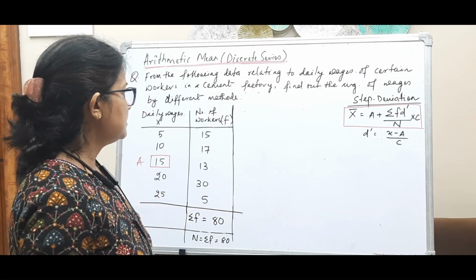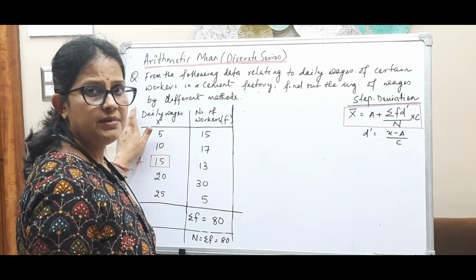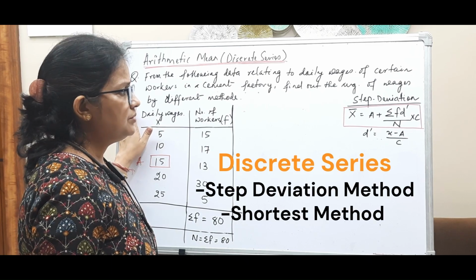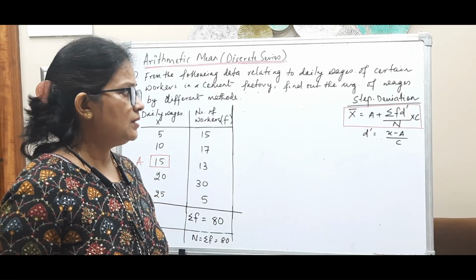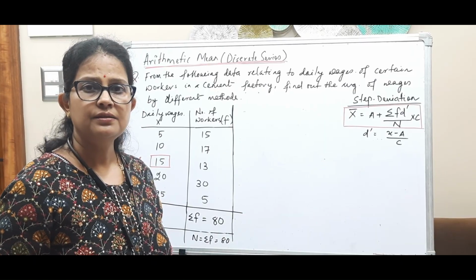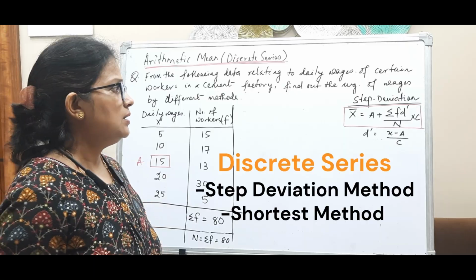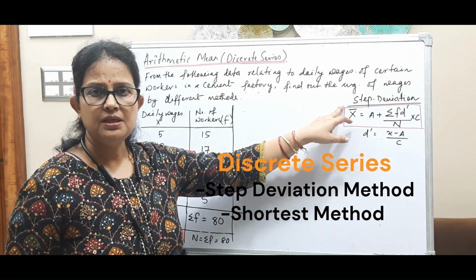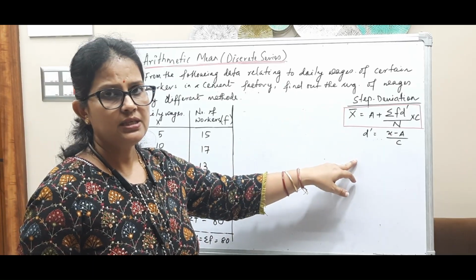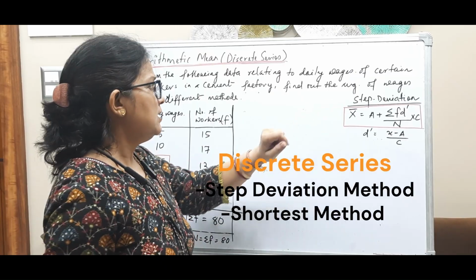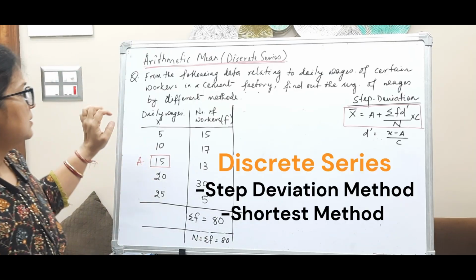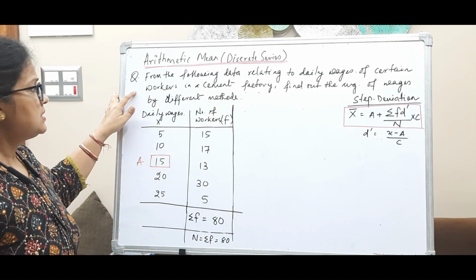In this class we are going to take the same example and discuss the other two methods we use to find the arithmetic mean. One method is the step deviation method and the other method is the shortest method. First we will discuss the step deviation method. Let us start. I am repeating the question once again.